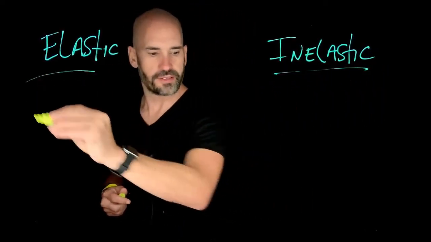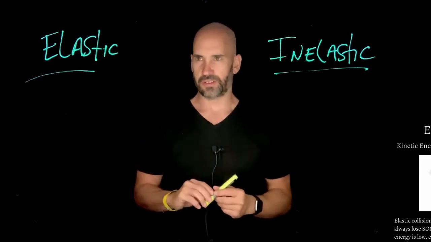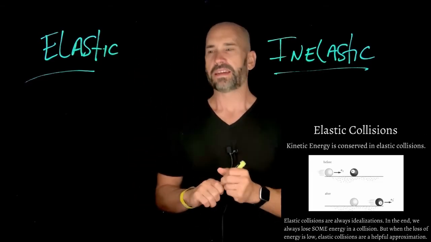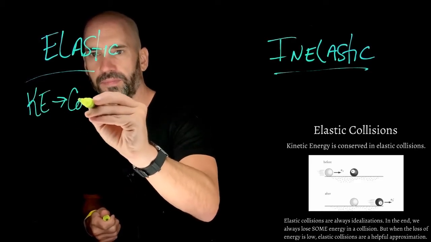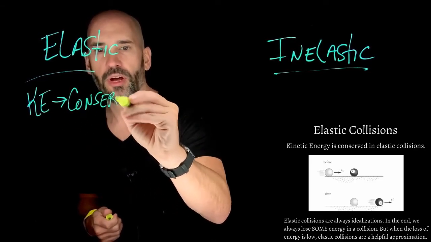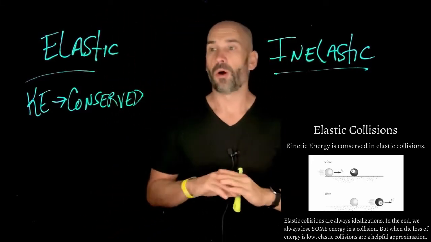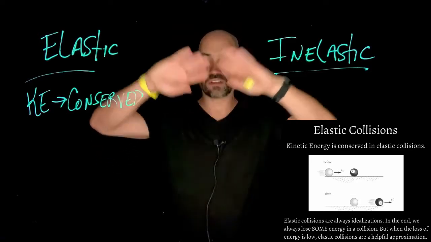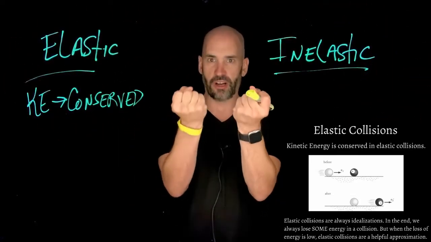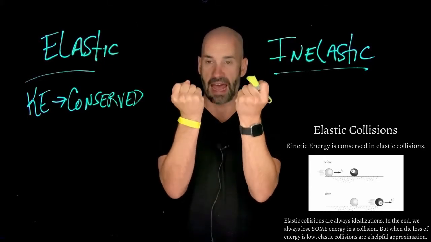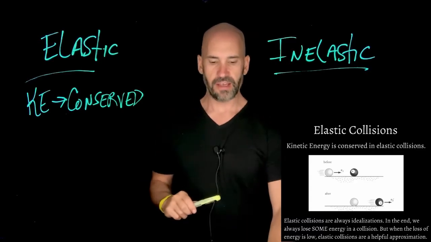Okay, so in an elastic collision, kinetic energy is always conserved. In other words, no energy is lost to heat or sound or anything else. No energy is lost to the universe. Before the collision and after the collision, the kinetic energy of both objects, the sum of it, has to be the same before and after. That is an elastic collision, okay?